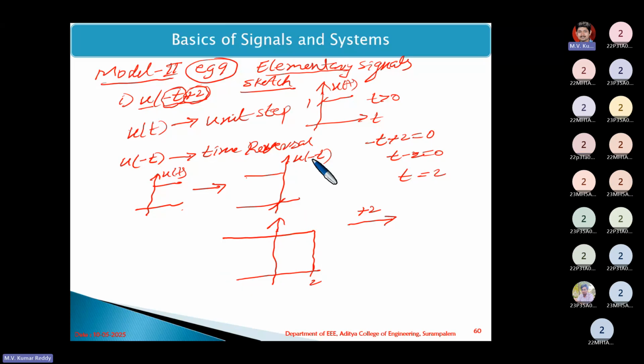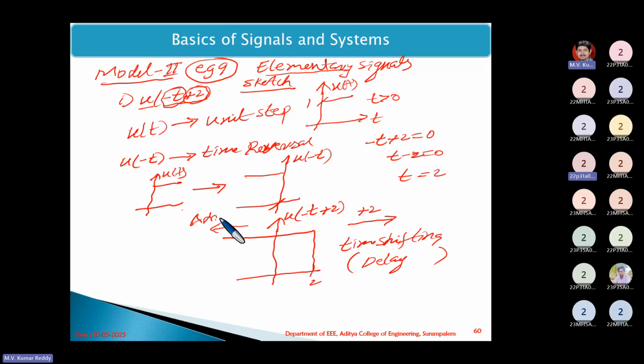Now, what is the value? u of minus t. How many units is it shifted? Plus 2 units, shifted to the right side. So this is called time shifting. If the signal is shifted to the right side, it is called delay. If it is shifted to the left side, it is called advance.